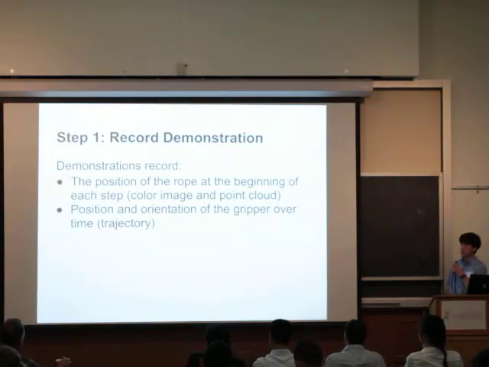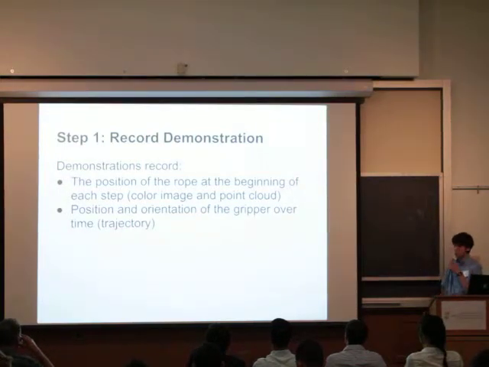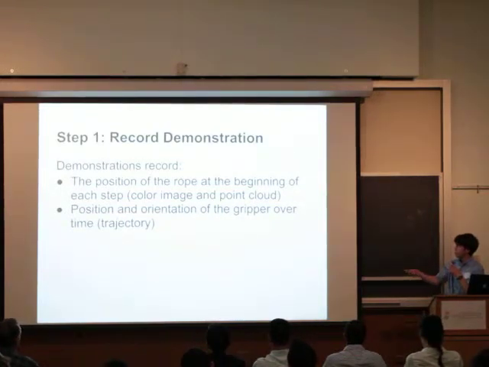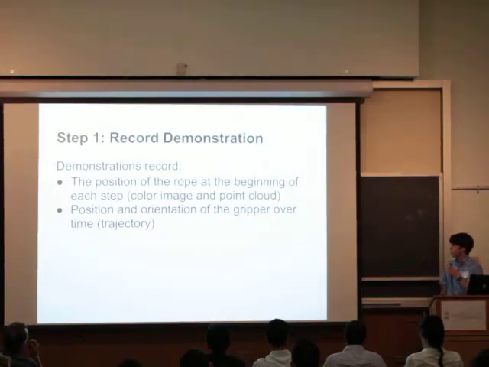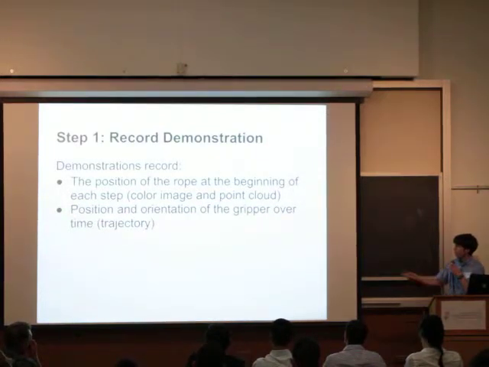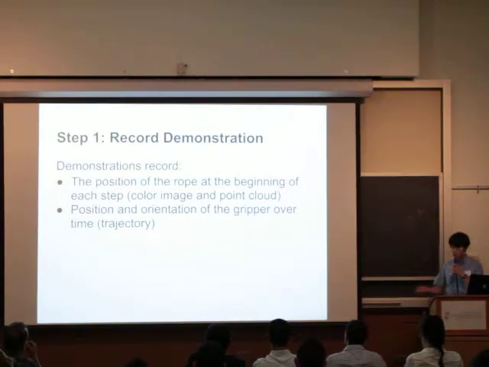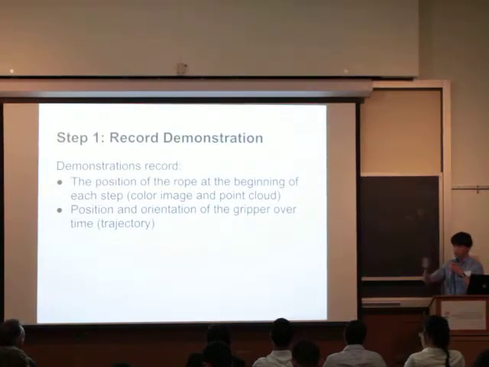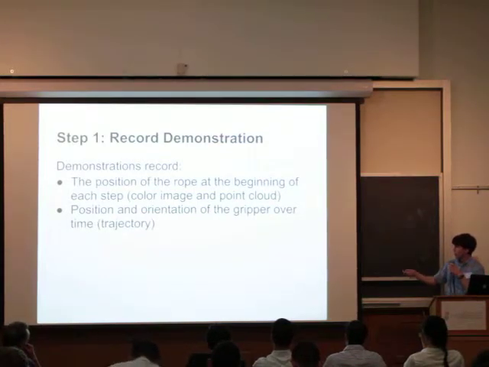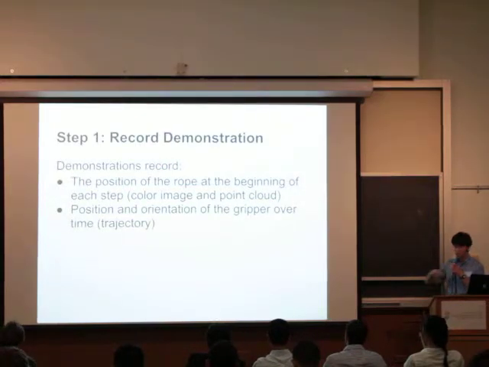So there are two phases with learning from demonstration. One is the demonstration phase, and the other is the execution phase. In the demonstration phase, while the human is performing the demonstration, the robot records where the rope is. This is captured both from a color image and from the point cloud, remember that's the depth image. The color image is used to select out the points where the rope is, so that basically tells the robot where the rope is. It also captures the position and orientation of the gripper. We call this the gripper trajectory.